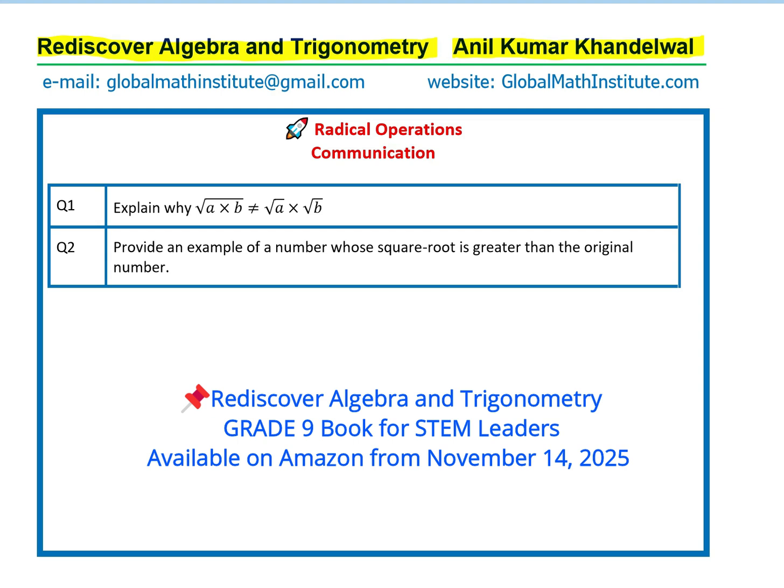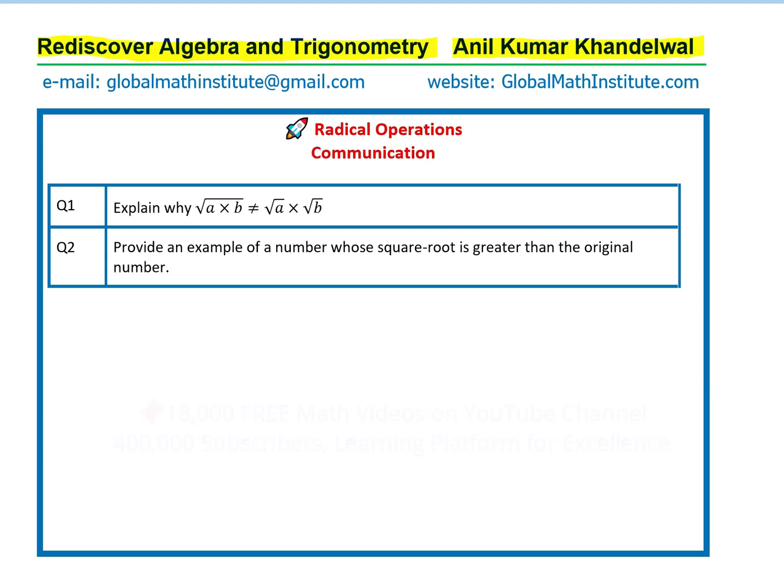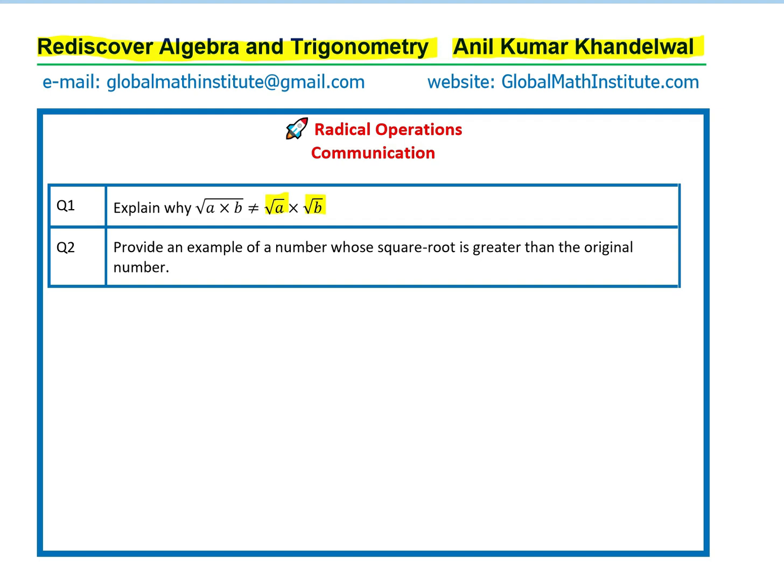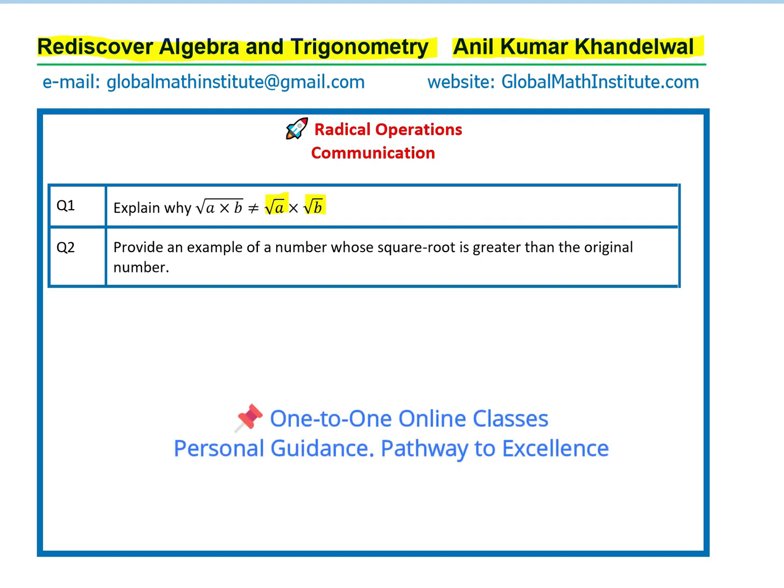Now here are two questions. Question number 1: Explain why square root of a times b is not equal to square root of a times square root of b. Very interesting question. Many students normally feel that they are equal, and most of the questions are solved that way. But you need to explain why they are not equal.